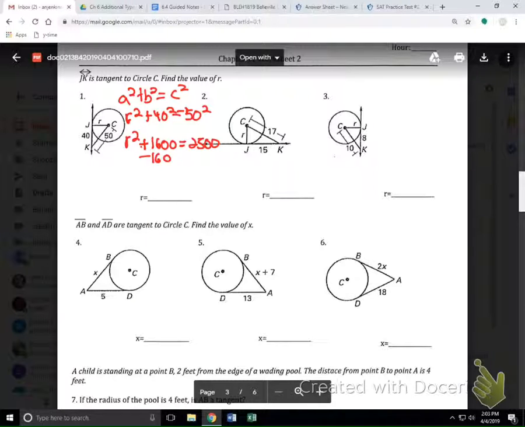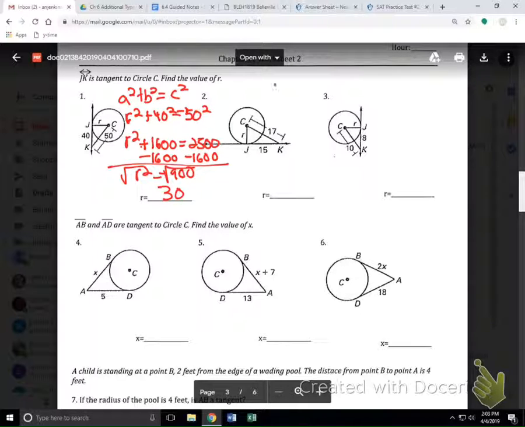Subtract over our 1600. You get 900. R squared equals 900. Square root both sides. 30, yep. So we talked about Pythagorean triples before. Pythagorean triples are where A, B, and C are all whole numbers. This is a Pythagorean triple. It's a 30, 40, 50 triangle.